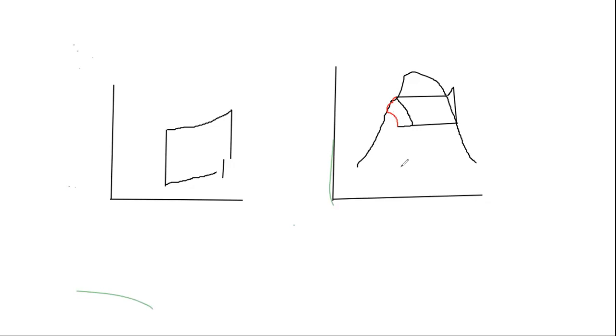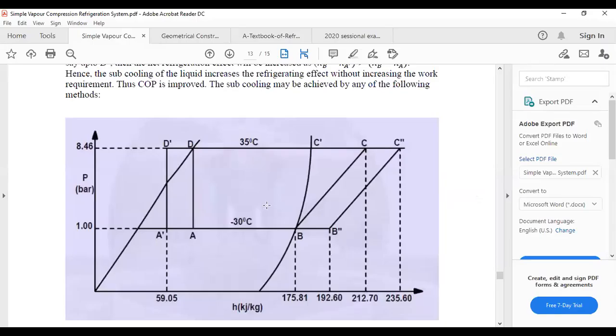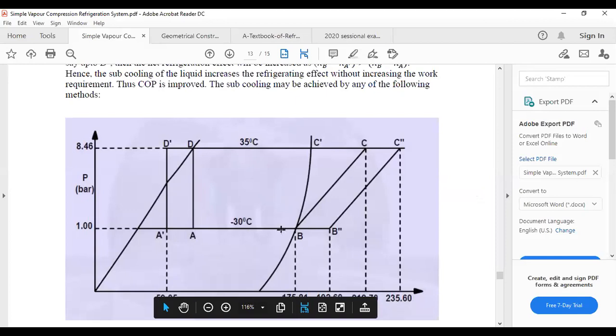So let's look at the impact. What's the impact on the COP? Because that's our goal. Are we increasing the COP or are we reducing the COP? Okay, look at this. I said this line AB represents the amount of heat you have extracted.